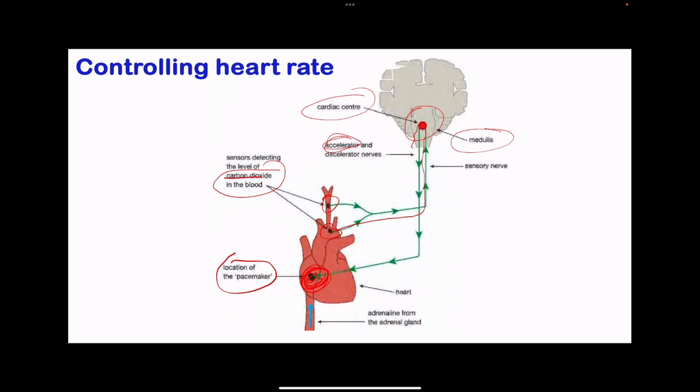But this part here is rarely asked at IGCSE level, although it's in your textbook, so I had to explain it. Also, other hormones like adrenaline from the adrenal glands can stimulate this region, causing the heart to beat faster in order to return the blood conditions to normal.